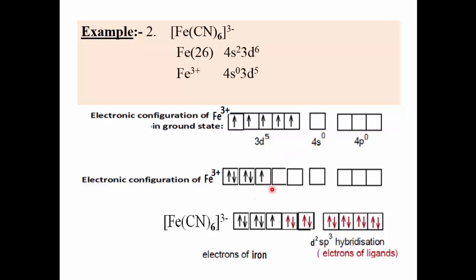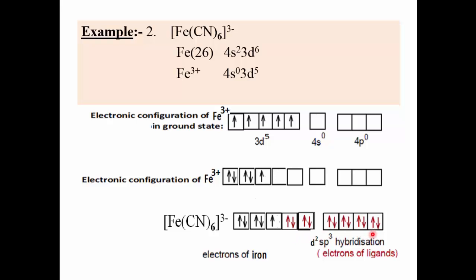Now for hybridization we require 2 vacant d orbitals. But here in the ground state no vacant d orbital is present. So what happened? 2 electrons get paired. Got it? So in this way 2 electrons are paired and 1 is unpaired. So 5 electrons are present in the d orbitals, same as in the previous step, and 2 d orbitals are made available for hybridization. So d2sp3 hybridization is shown by iron.